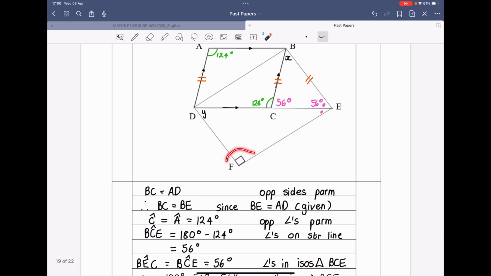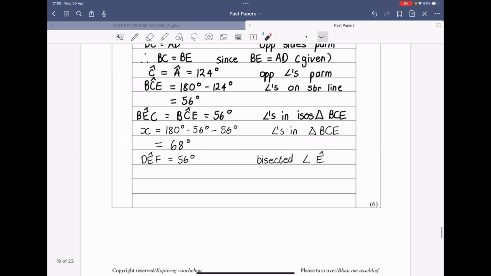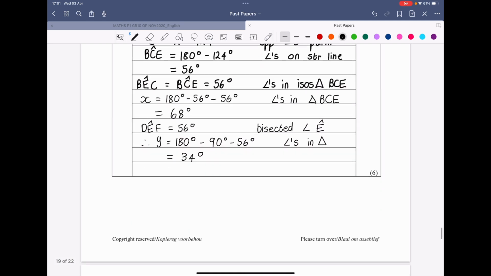And it's labeled in the diagram that this is 90 degrees. And so from angles in a triangle, I know that y is going to be 180 minus the one angle minus the other angle. Therefore, y is equal to 180 degrees minus 90 degrees minus 56 degrees, which is equal to 34 degrees. And that is from angles in triangle DEF.